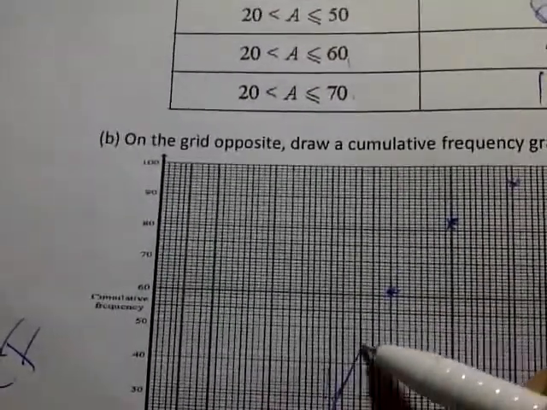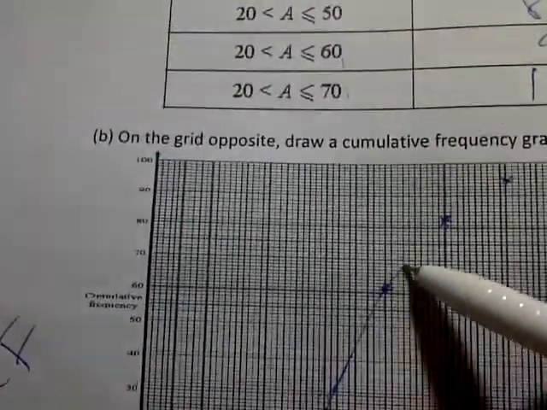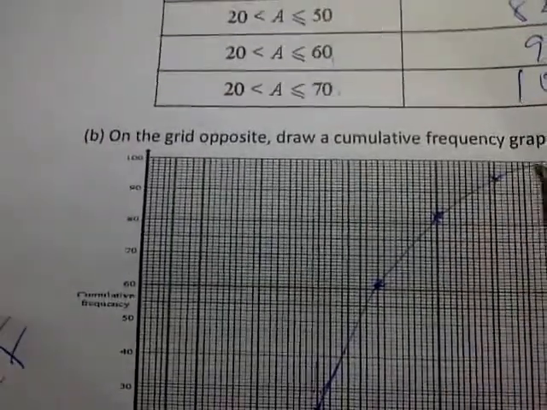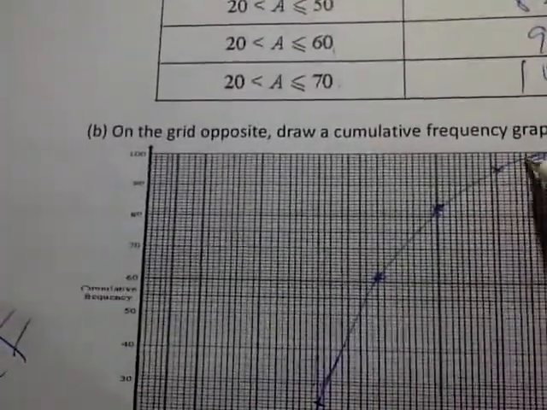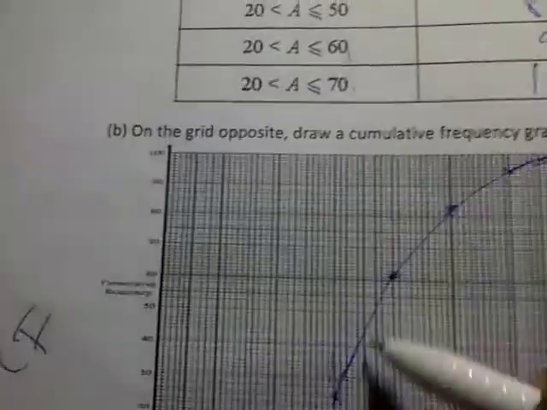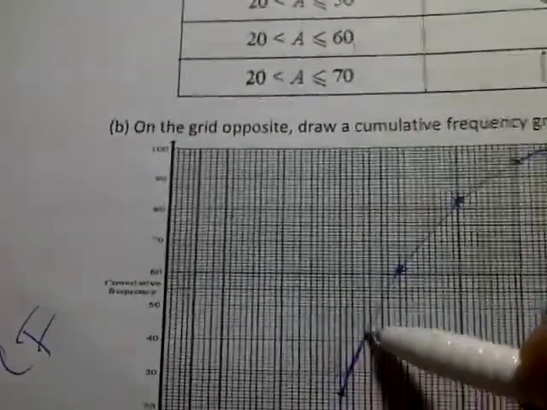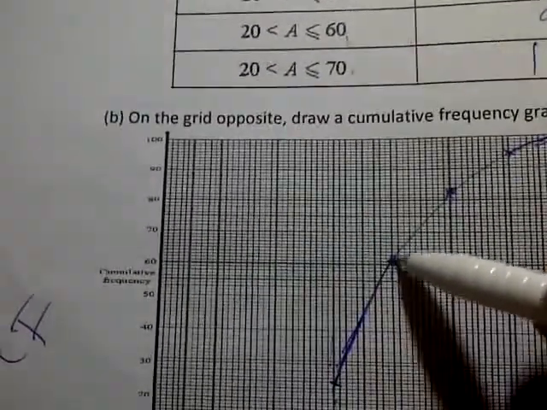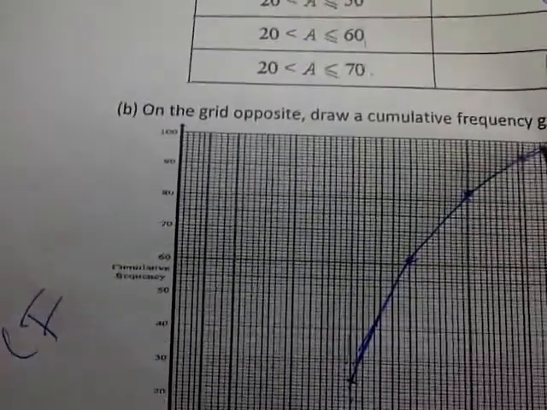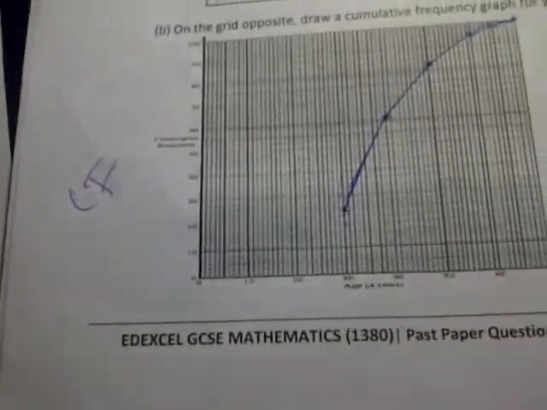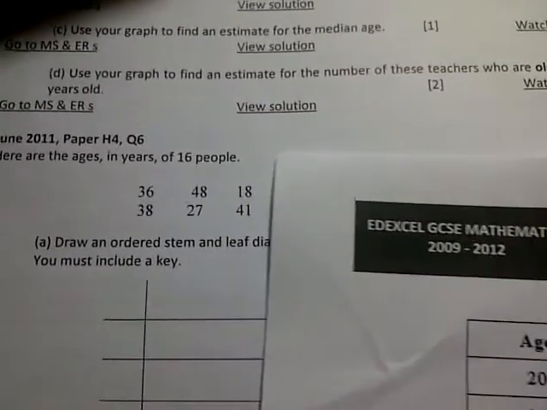Now this is a curve, so ensure that you make it a curve, not a straight line, okay. This is supposed to be a curve, and this is supposed to be a curve, okay. Now we've gotten this. Now there are times when you will be asked, the next question says, use your graph to estimate the median age, okay.